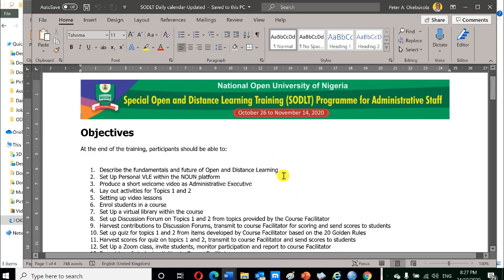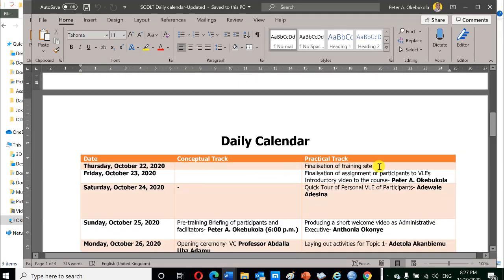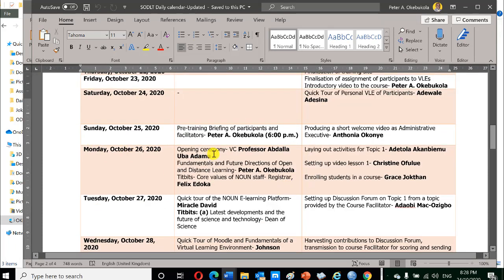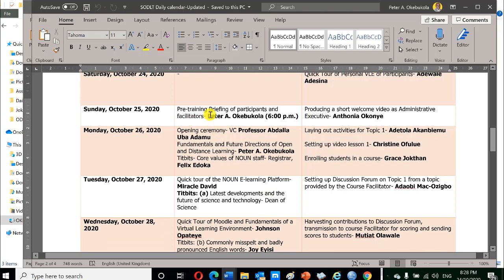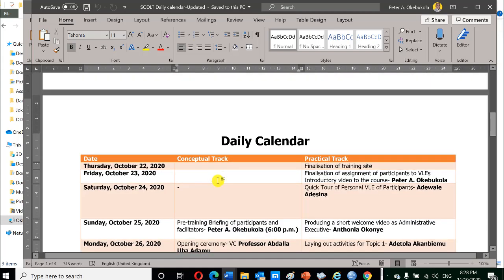Yeah, so this is the program. These are the objectives that I narrated earlier. So the daily calendar, you've seen this top part of it. So you can see Monday, Tuesday, all of that. So we're meeting on Saturday the 24th. Tomorrow, we're going to have some pre-training briefing at 6 o'clock, and then we have the opening ceremony. That's where it opens, and our Vice Chancellor, Professor Abdallah Ubadamu, will take the floor and open it for us. Then our fundamentals and future directions, which I'm going to talk to you about, and then we have some tidbits all over the place. This one is sweet, past that of academic staff, because they have tidbits which will enlighten you further. So this is the program.